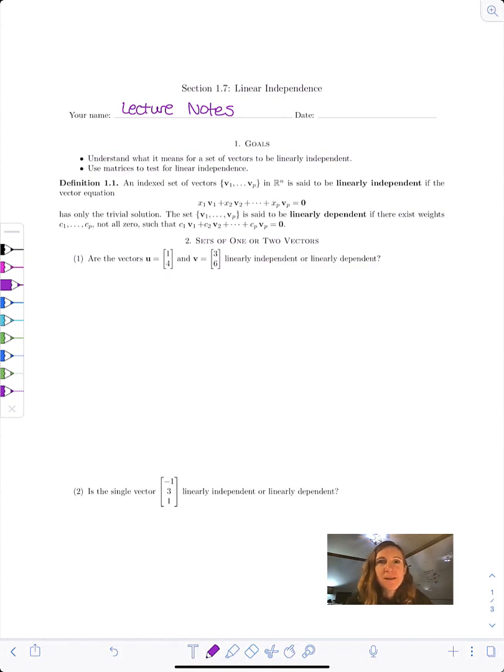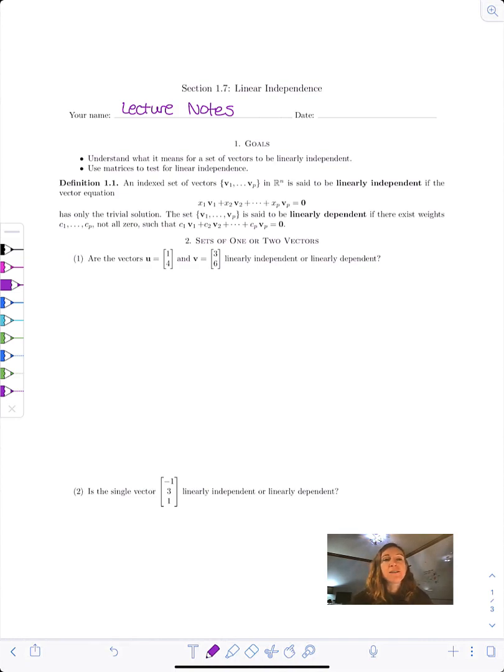Welcome to Linear Algebra Lecture Notes section 1.7. Today we're going to understand what it means for a set of vectors to be linearly independent, and we're going to use matrices to test for linear independence. This is a very important tool that we'll keep coming back to over and over again throughout the semester.